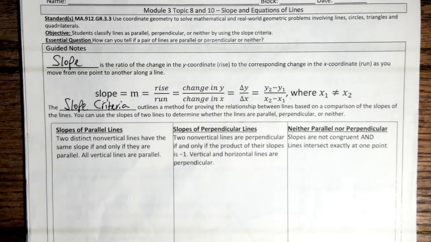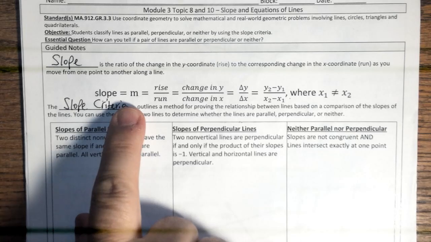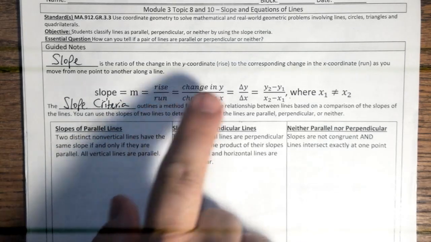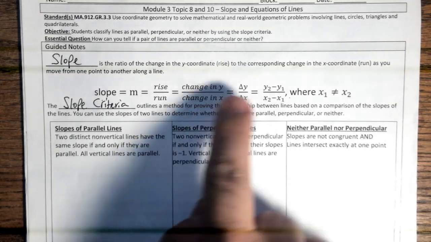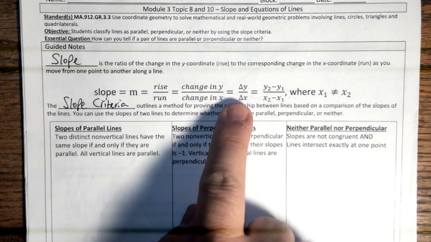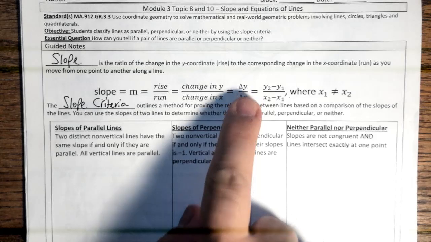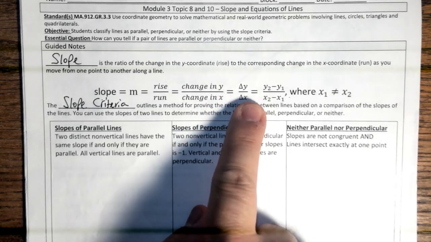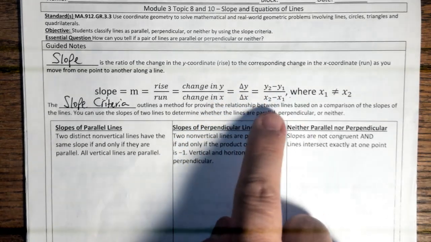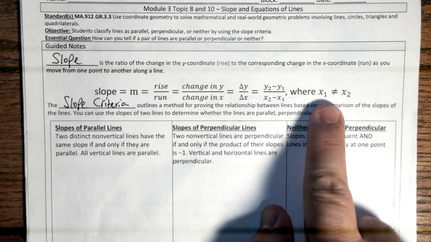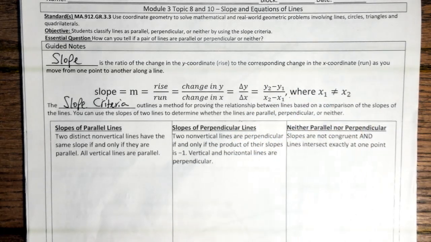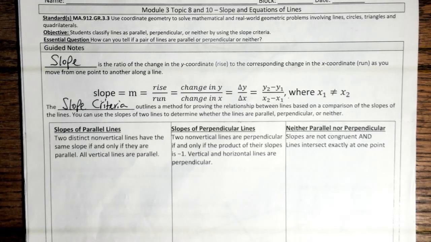So slope equals m. That's the rise over the run, as it mentioned up here. That's the change in the y divided by the change in the x. This little triangle means change, so change in y divided by change in x. And that's also the y sub 2 minus y sub 1 divided by x sub 2 minus x sub 1, where x sub 1 is not equal to x sub 2. We've talked about this formula a couple of times, and you'll probably remember it from previous maths.